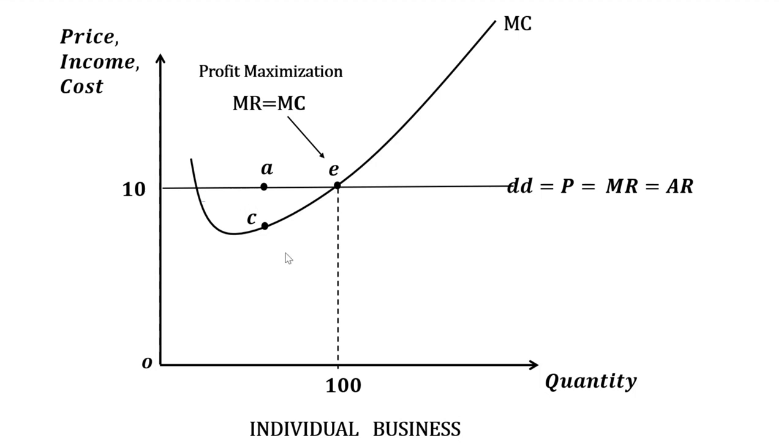So again, let me just recap. When we produce at point C, production must be increased until point E is reached. Am I right? Why? Because point E is our profit maximization point. Now, if we increase our production, it means that for every additional product that is produced, the business is making a profit until we reach this point.